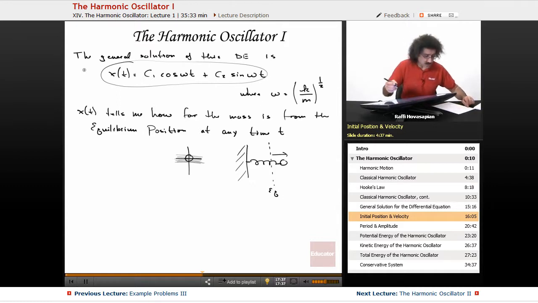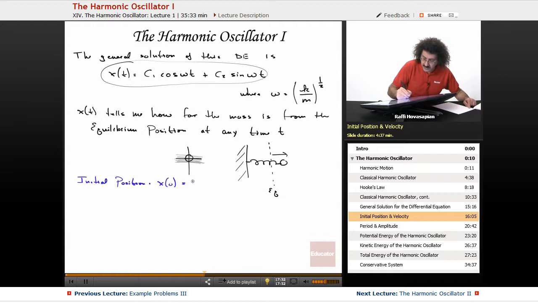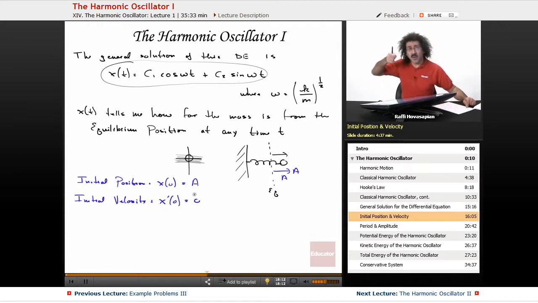Now, the initial position, in other words, x at time 0 is equal to a. A is the distance that I've pulled it. Okay, I've pulled it a distance a. Let's go ahead and call that a. The initial velocity, well, the velocity is the first derivative, so x prime at t equals 0. Well, it's 0. I haven't let it go. It's when I let it go, that's when it starts. So the initial velocity is actually 0.